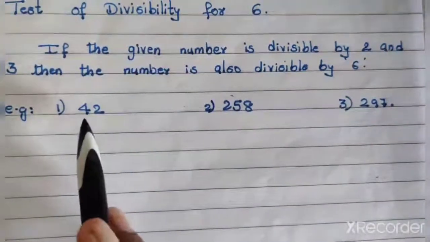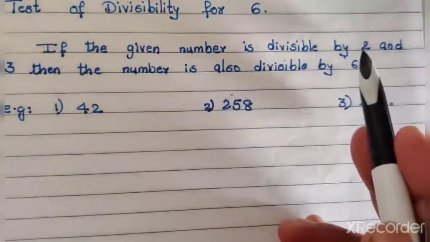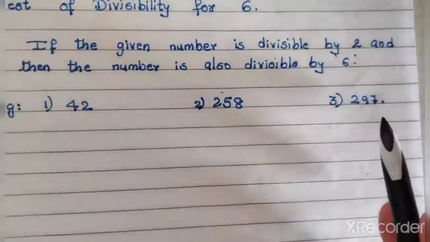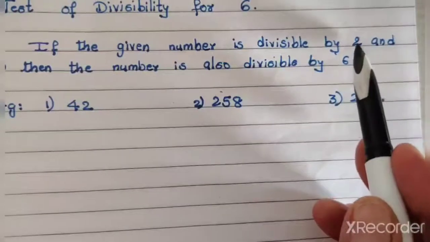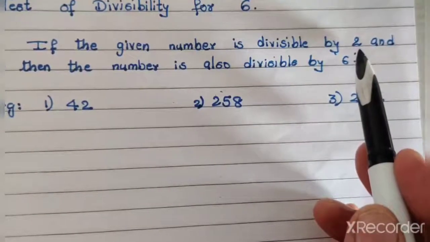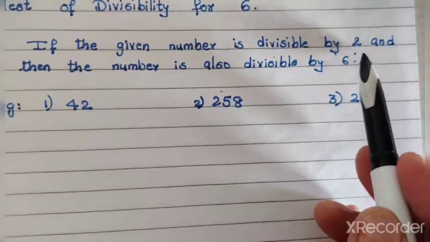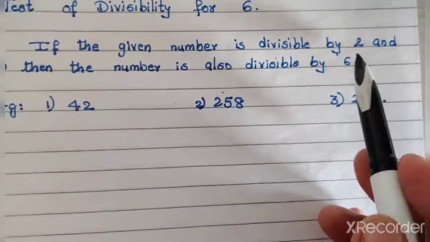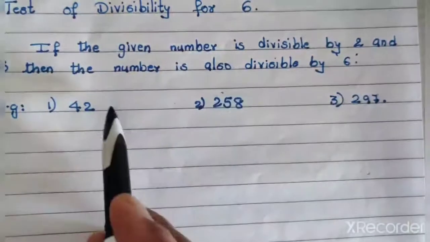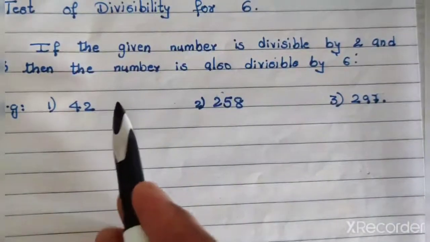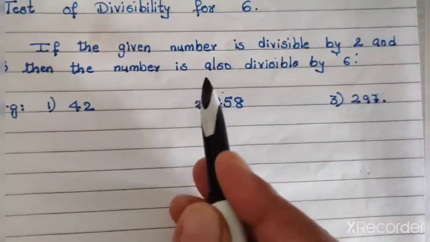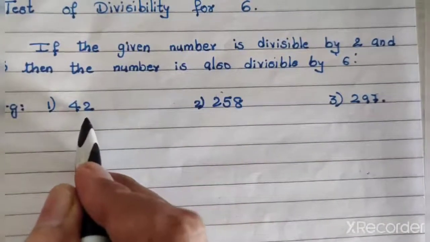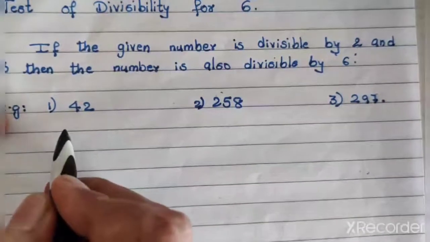Now let us see 42. For the test of divisibility of 2, I am going to see all the 3 at a time. The test of divisibility for 2 asks that your ones place must be either 0, 2, 4, 6, 8, right? So could you see it is 2? From the test of divisibility of 2, the last number must be even. So this is possible by 2.